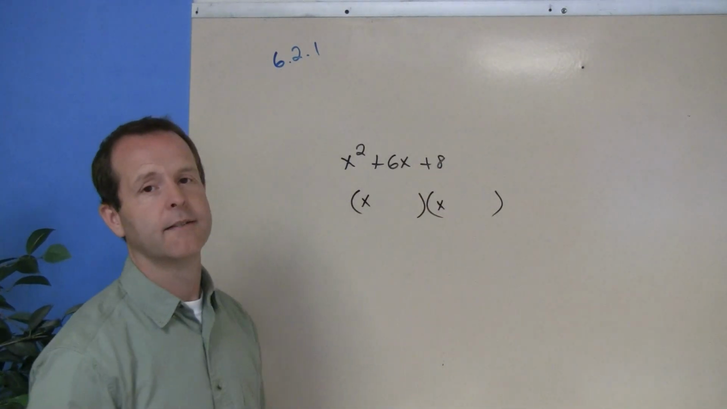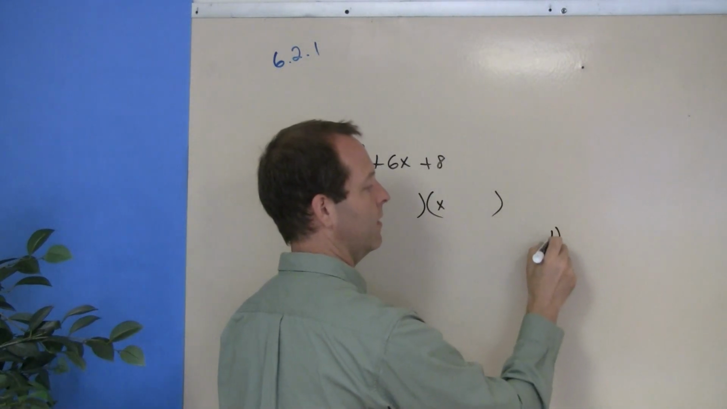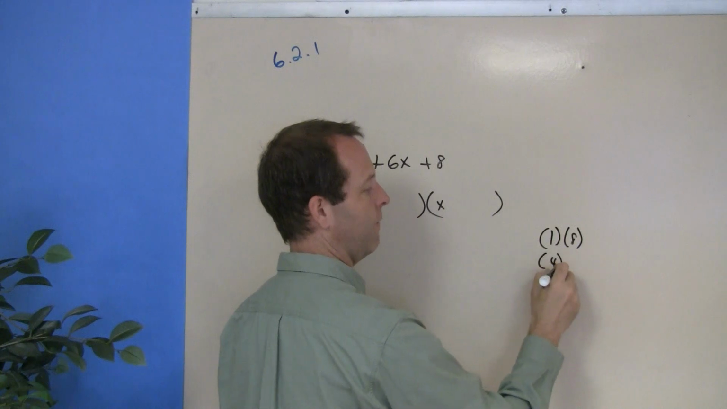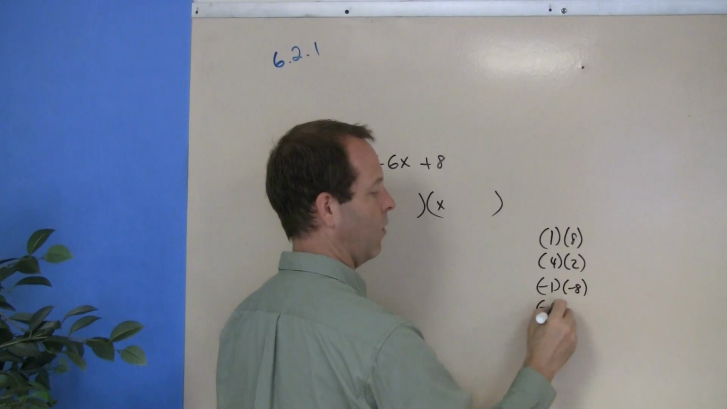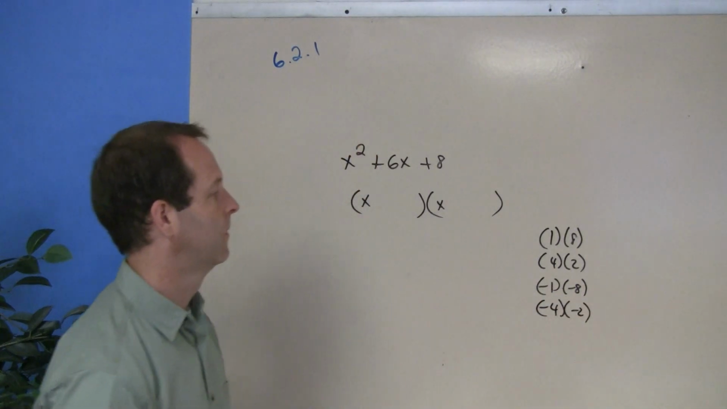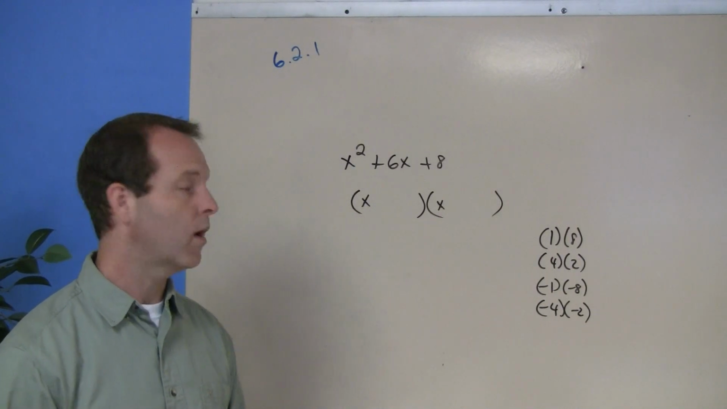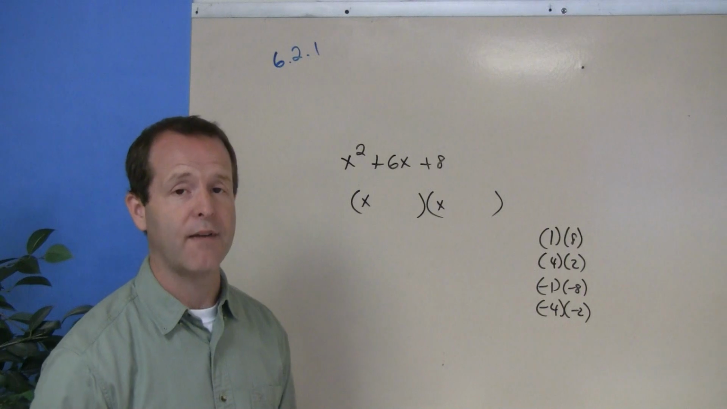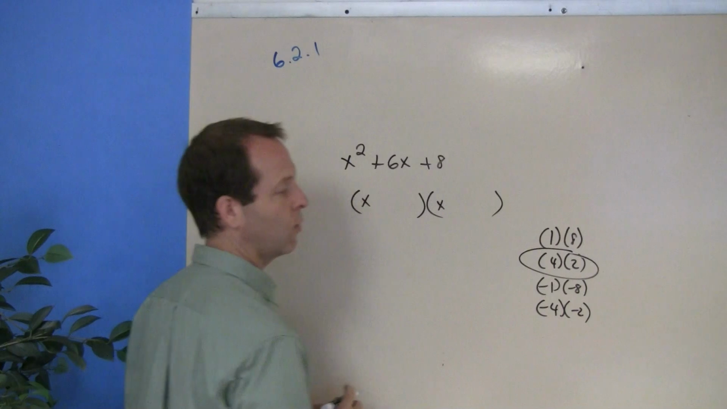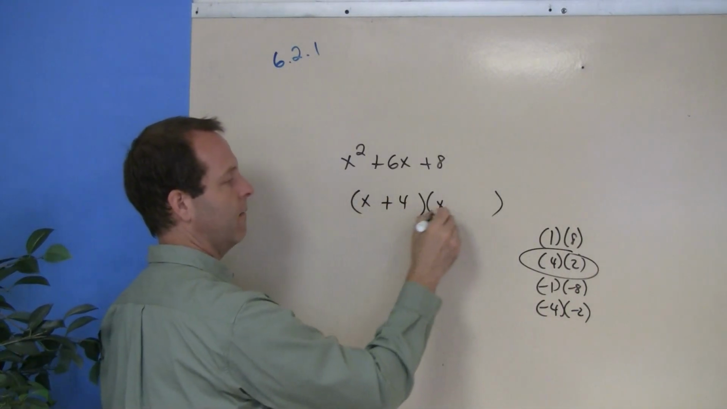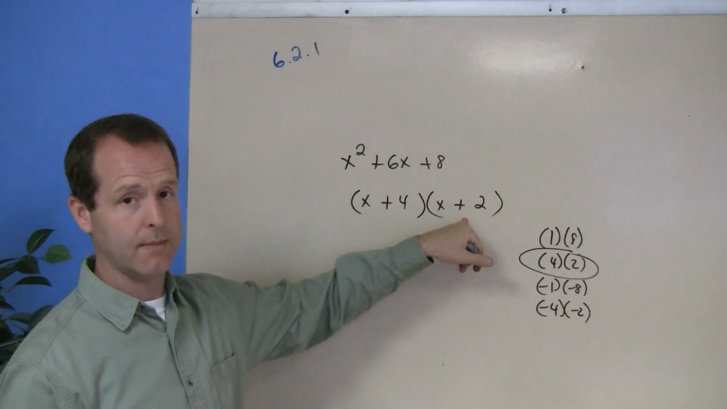I want to look at that 8. So I want to figure out all the different ways I can make an 8 when I multiply. A 1 times an 8, a 4 times a 2, a -1 times a -8, and a -4 times a -2. Those appear to be all the ways I can make a positive 8. Well, which one of those 4 is also a way that if I add them together produces a 6? And there it is right there. So that's how I fill in the remainder of my factors. This trinomial will factor down to x plus 4 times x plus 2.